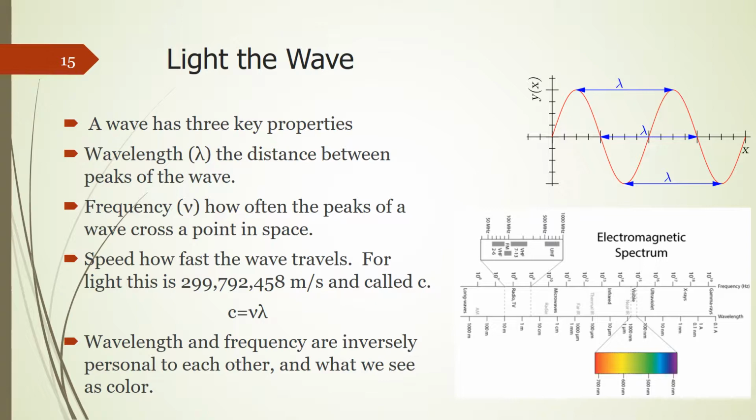Now, if you were to stand and have the wave lap against you, the frequency at which it does is its frequency. How often does it hit? So how often do you see peak, peak, peak? That's going to be frequency. It is not a squiggly V. That is the Greek letter nu, which looks like a squiggly V.